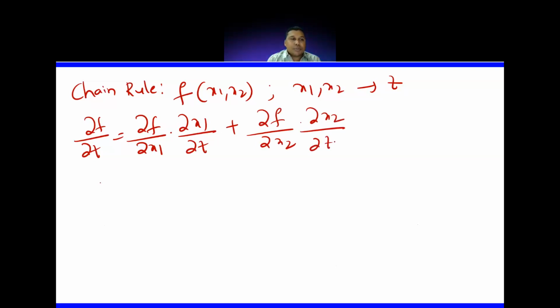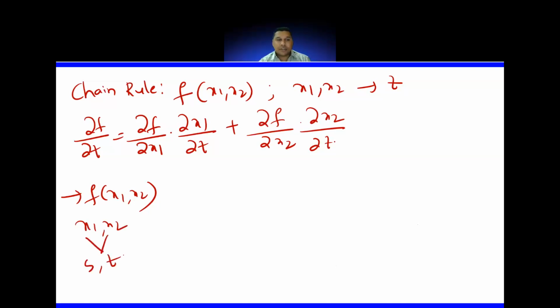Now, suppose the point here is, normally function f is dependent on two variables x1, x2. Each of these x1 and x2 are dependent on two variables s and t. If they are dependent on two variables s and t, okay, now how do you find it?